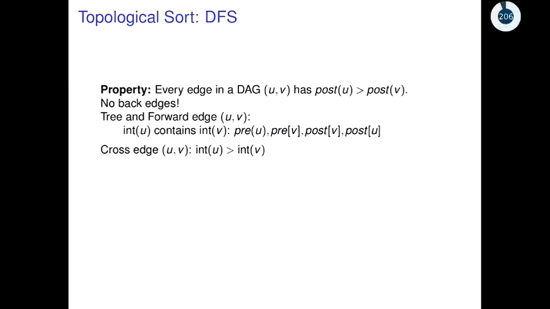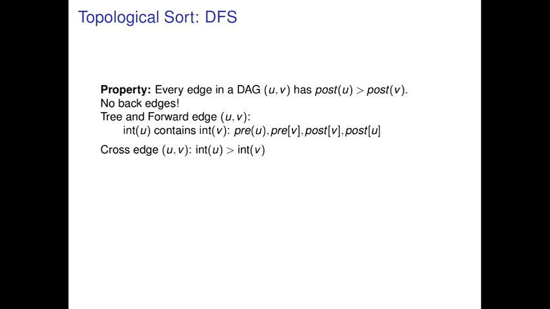For the cross edge, the whole interval for U is greater than the interval for V, which tells you that post of U is definitely greater than post of V. And there's no back edges. So we know that for a DAG, for every arc, post of U is greater than post of V, if the arc goes from U to V.